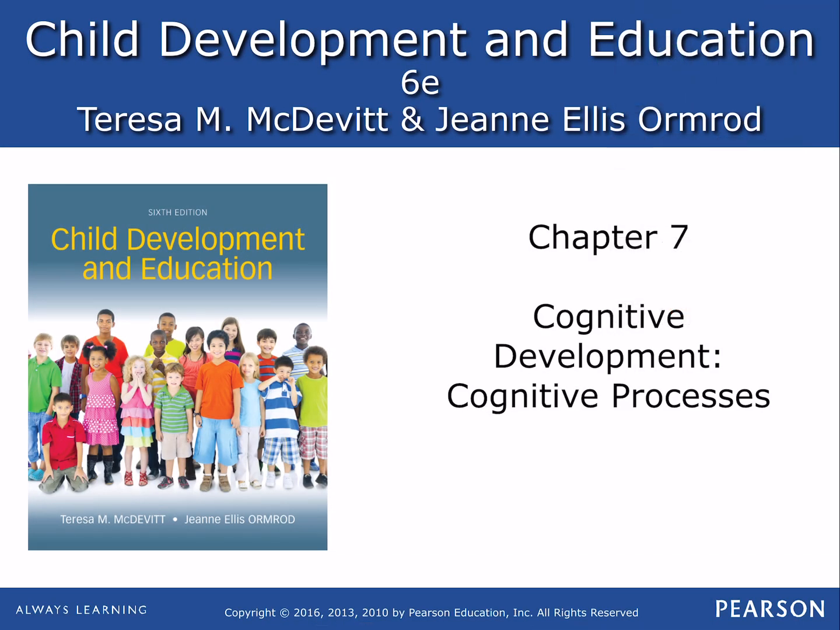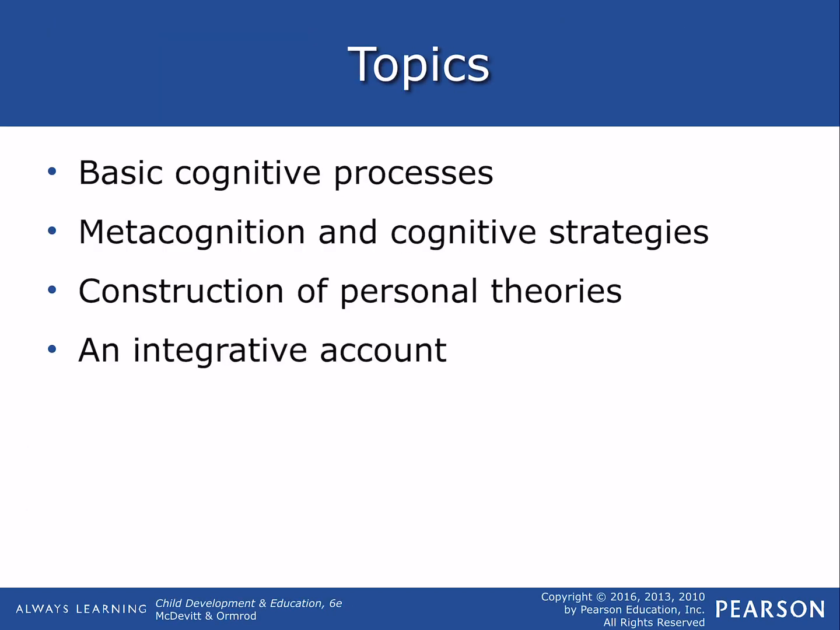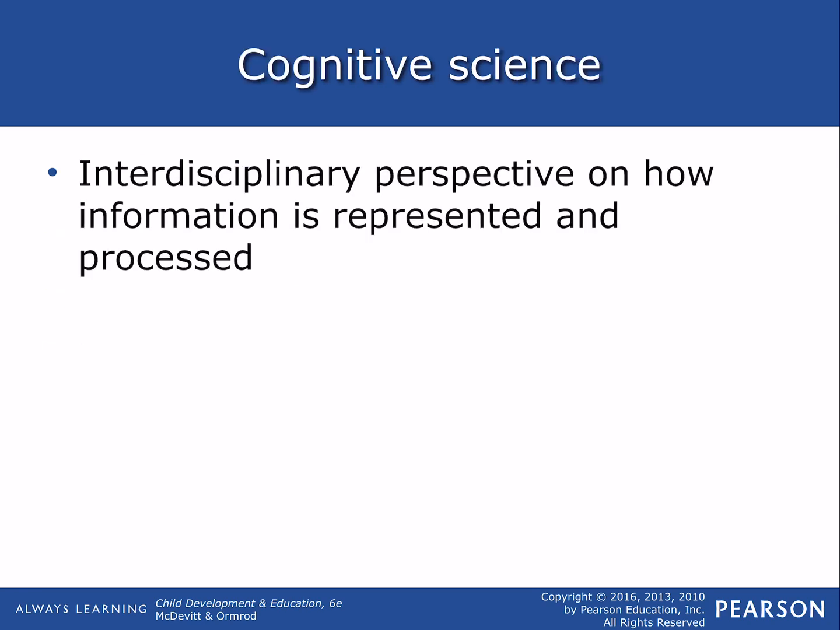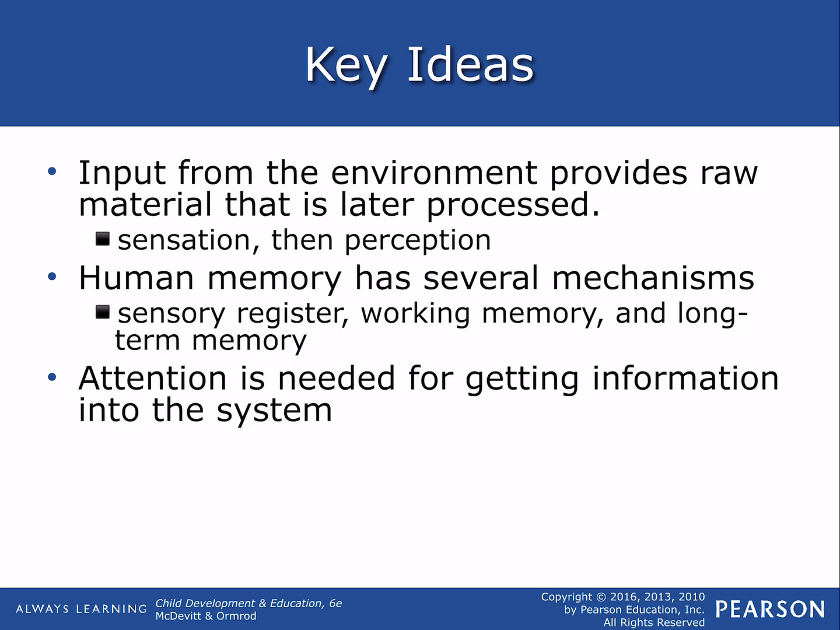Okay, chapter 7, cognitive development and cognitive processes. So this is going to build on what we did in the previous chapters with regard to Piaget and things of that nature. So this really breaks cognitive development down into its pieces and parts, okay? So let's go here to key ideas.